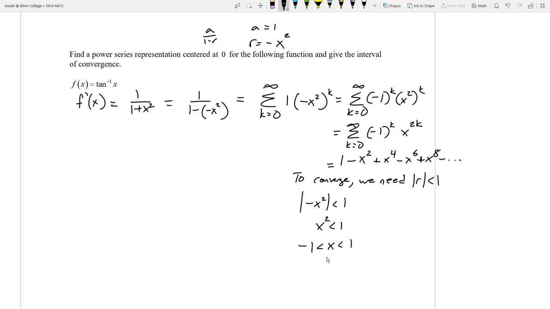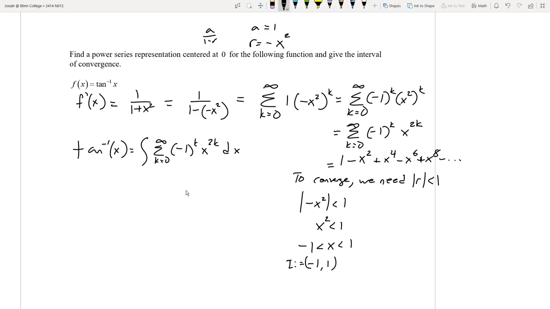So that's going to be our interval of convergence then, -1 to 1, for f prime of x. All right, so to find the inverse tangent of x as a power series, we're going to have to integrate. We'll integrate this guy. So we've got our power series for the derivative. We'll integrate it.